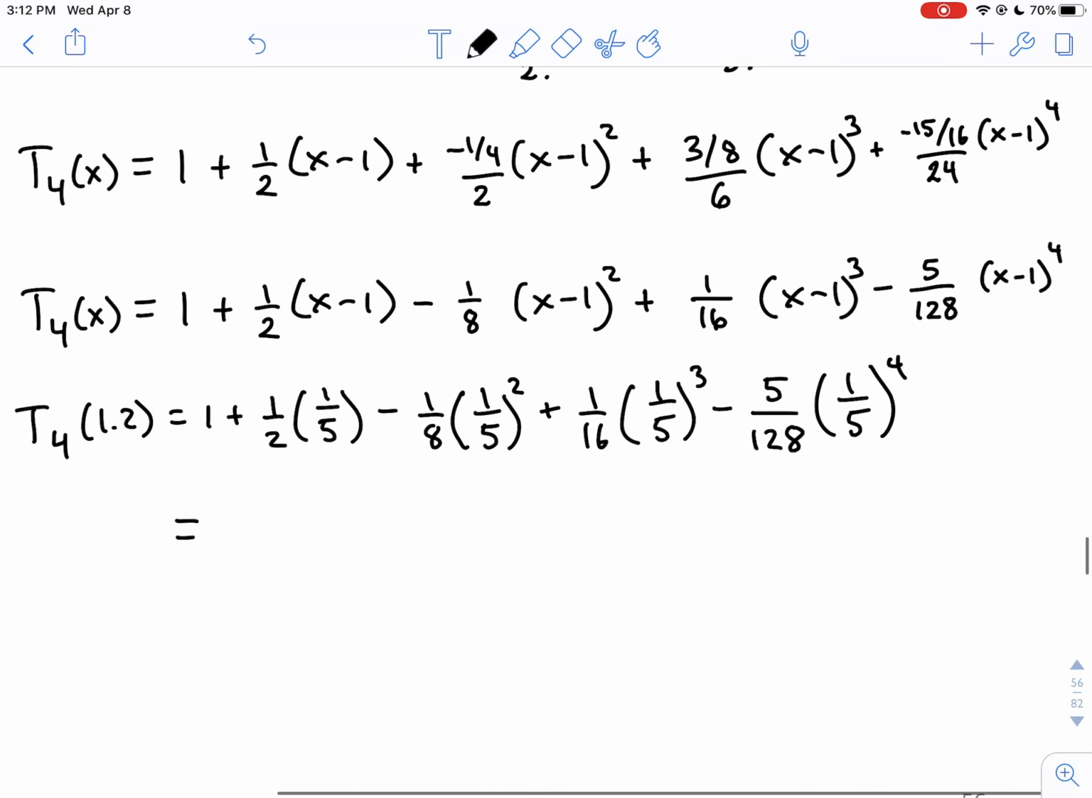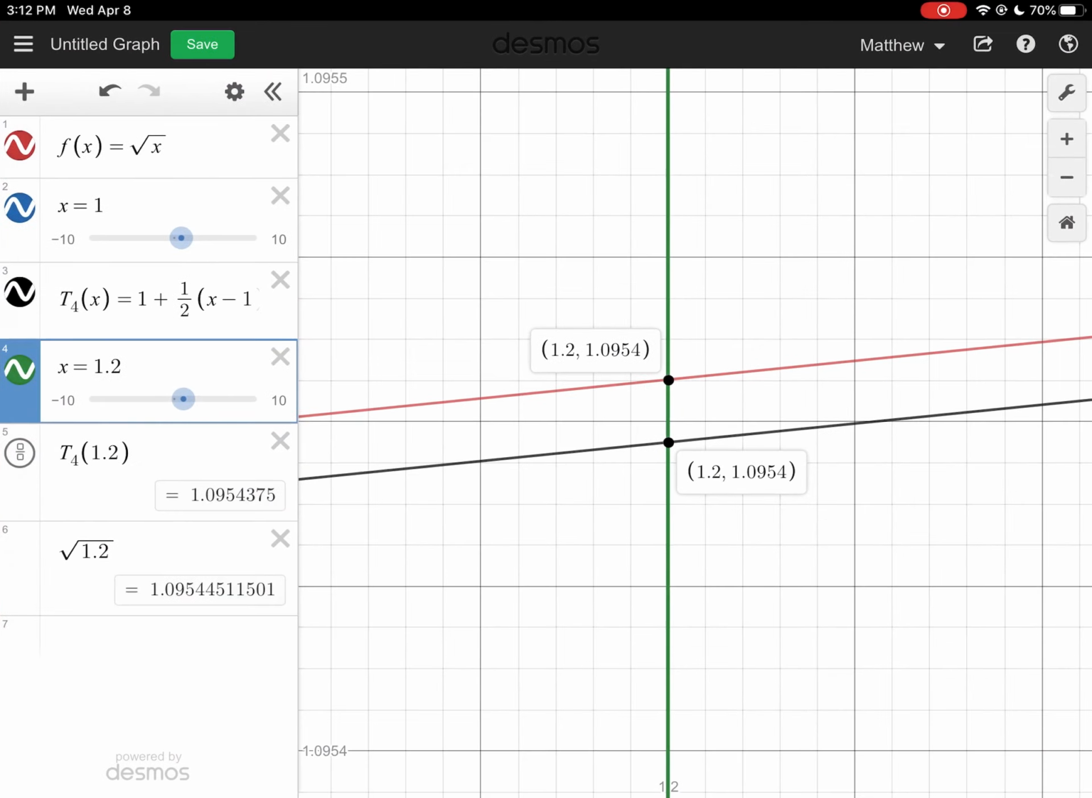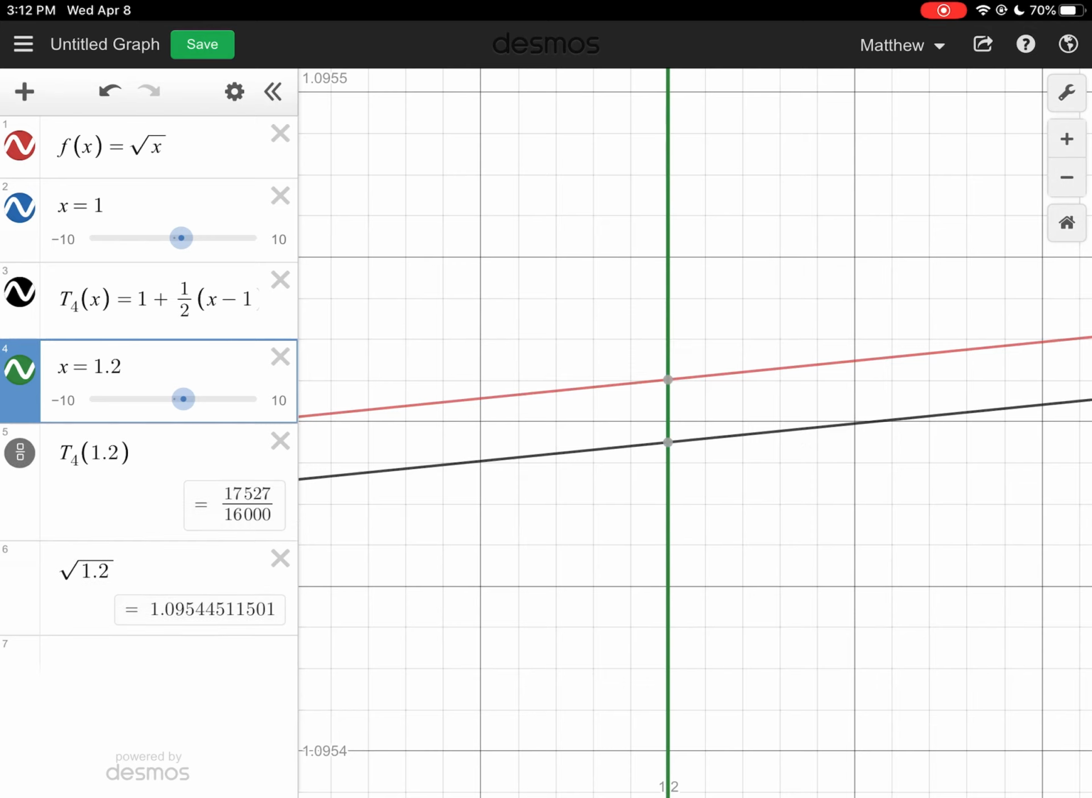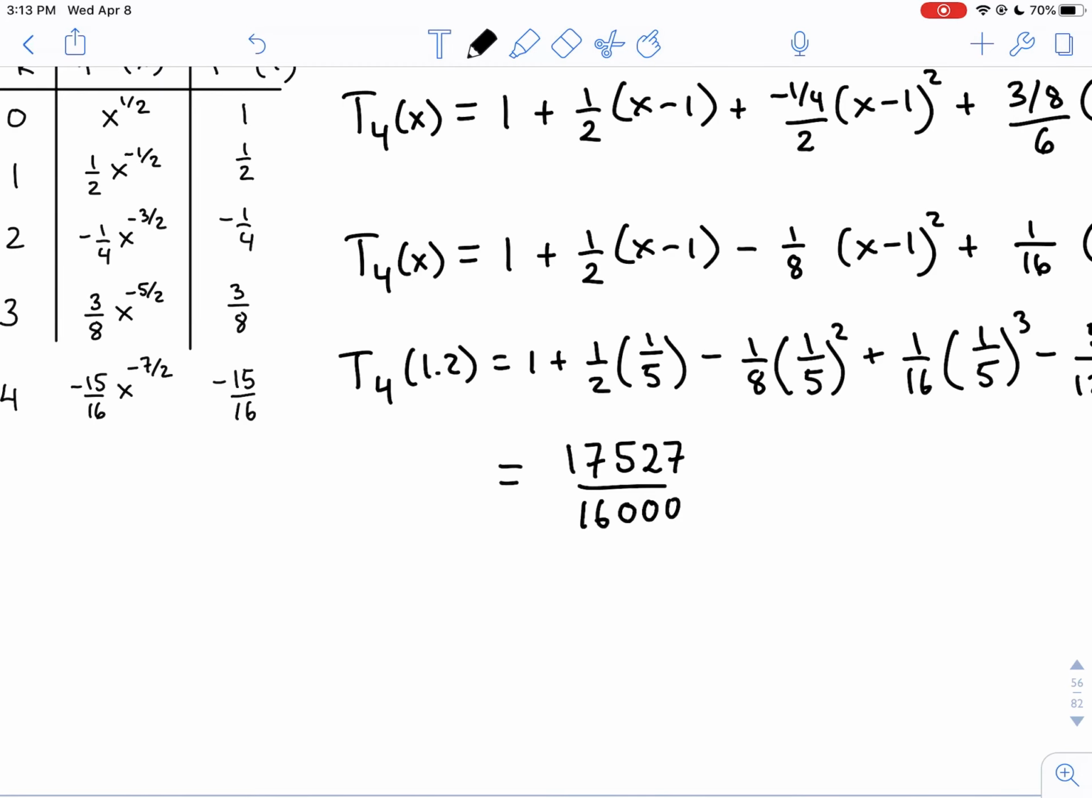And let's see what actual fraction we get. Desmos does this for us because this is a rational expression. Notice next to the t sub 4 of 1.2, there's the symbol, so you can convert your answer back and forth. So plugging in 1.2 into the polynomial gives us 17,527 over 16,000. And this fraction is an approximation of the square root of 1.2.